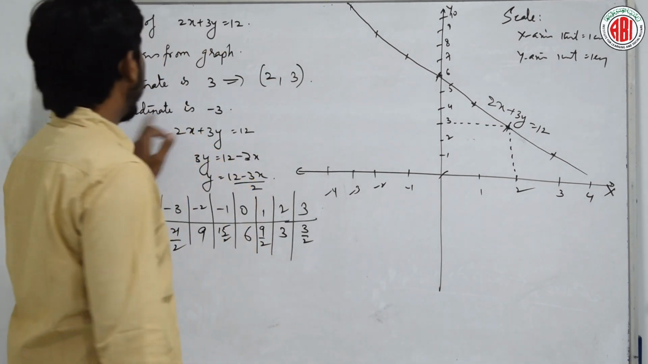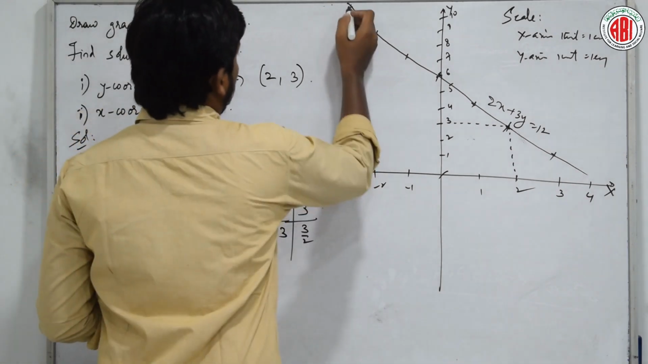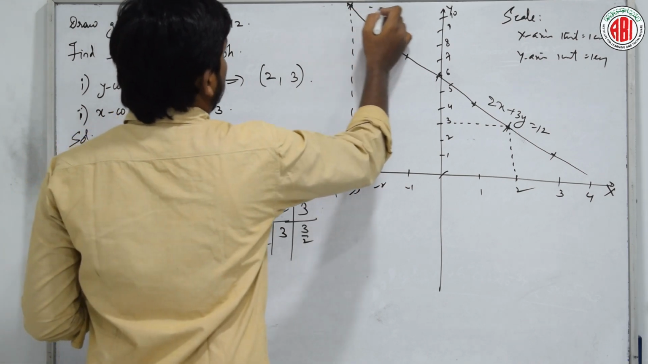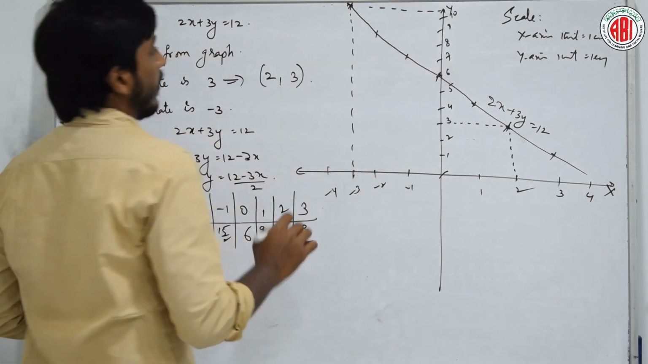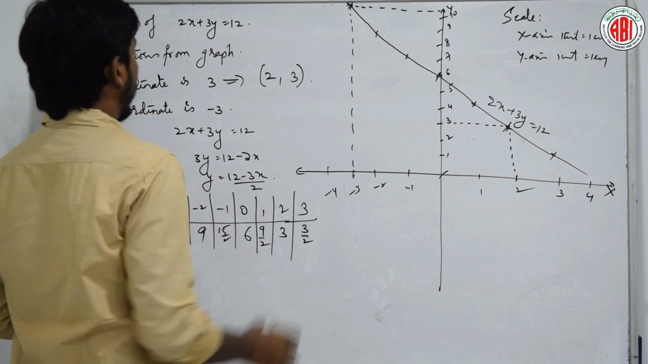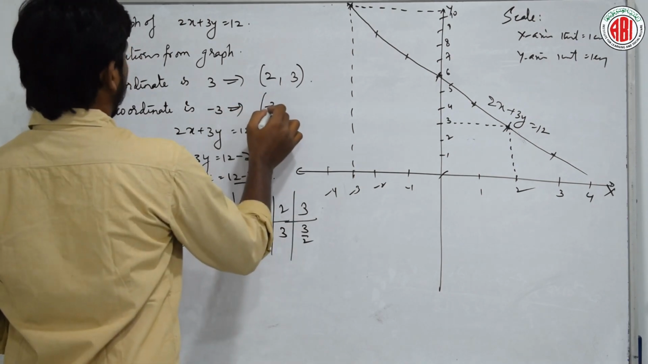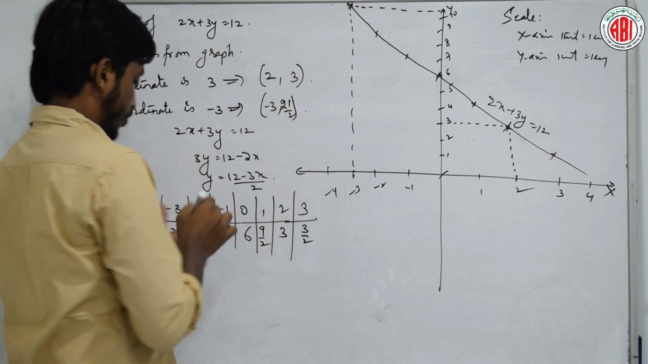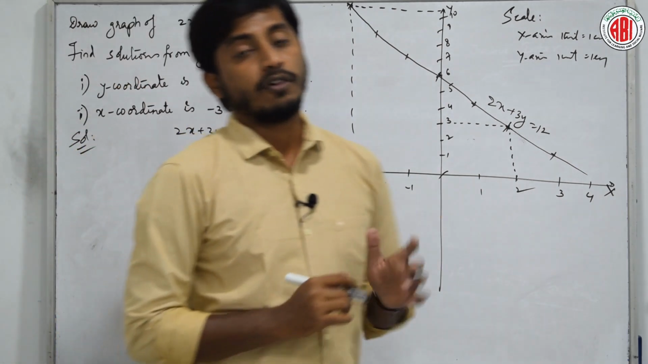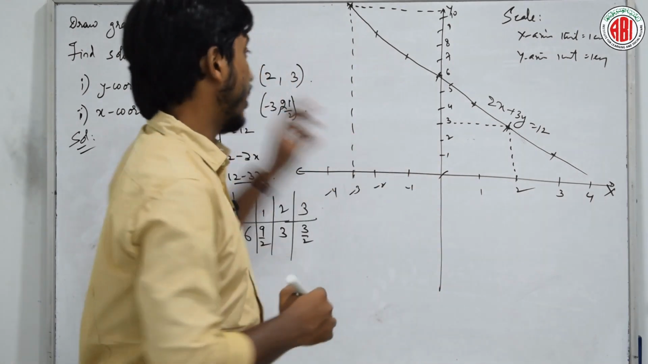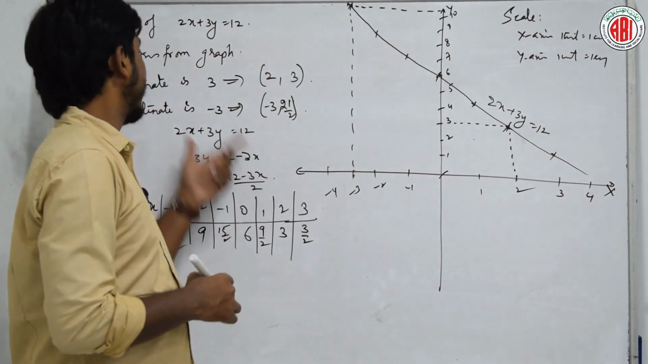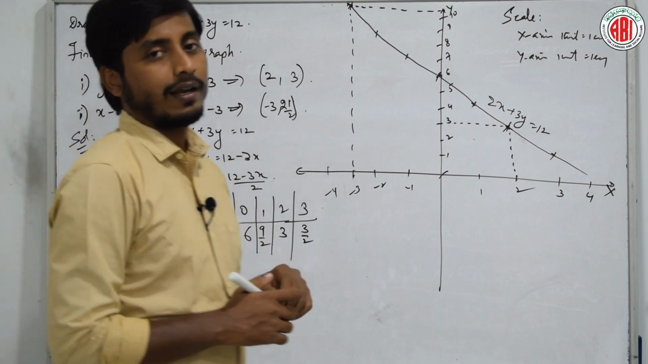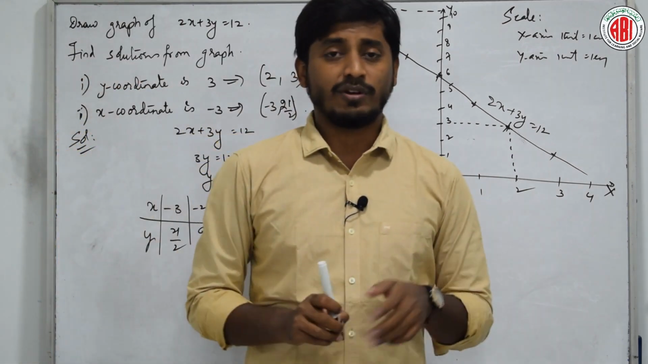Next, if the x coordinate is minus 3, what is it? This is a point. If the x coordinate is minus 3, then y is 10.5. Therefore it is minus 3 comma 21/2. Is it clear? What did we do in this problem? Just drawing and plotting, and then checking the x-axis and y-axis points. Clear? Shall we move on to the next problem?